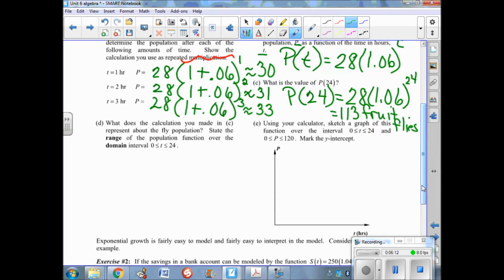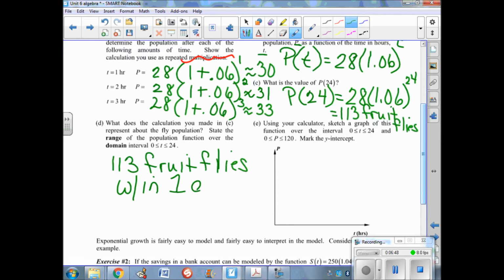All right, so part D says, what does the calculation you made in C represent about the fly population? And then it says, state the range of the population function over the domain interval from 0 to 24. So that's your time. That calculation tells you that you've got 113 fruit flies over that 24-hour period, so within one day.